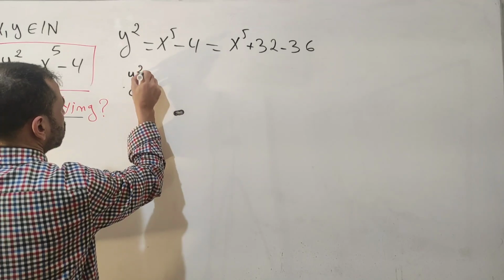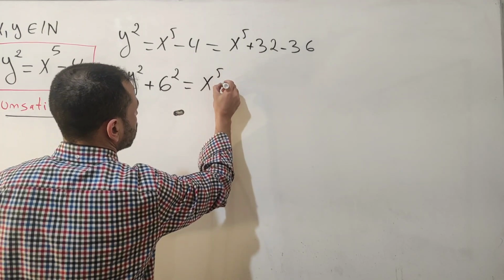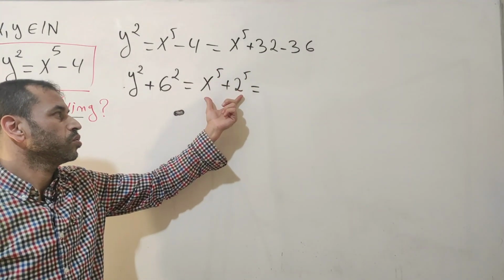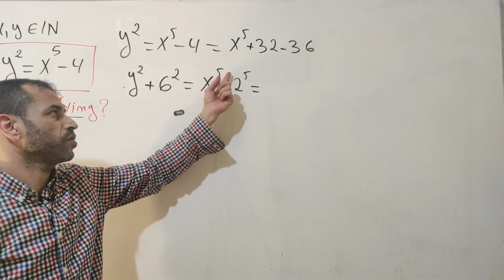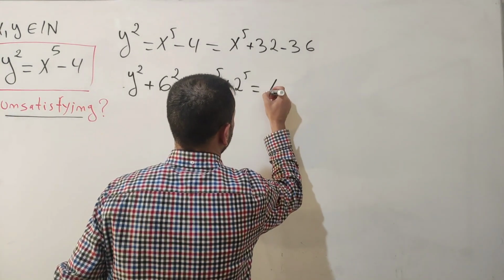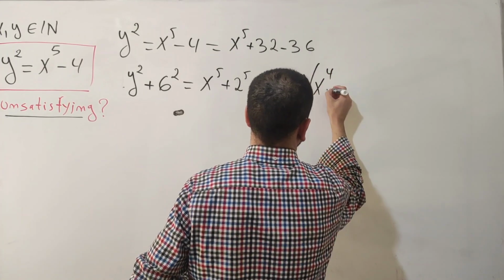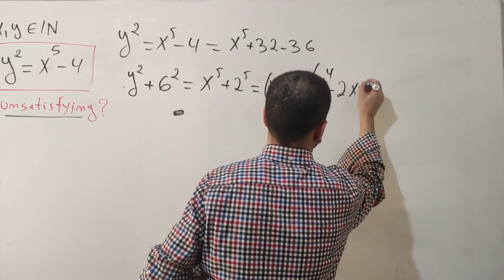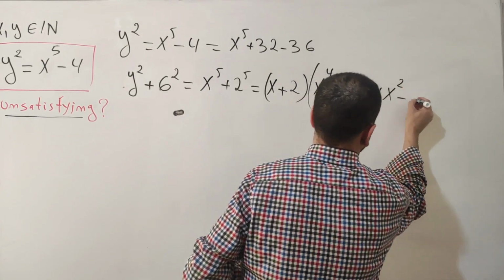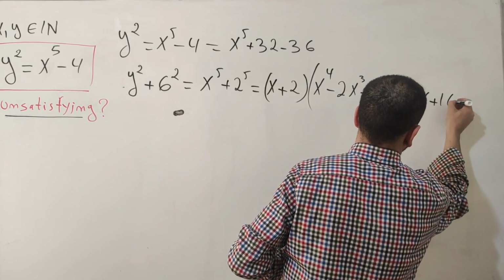I get y squared plus 6 squared equals x to the 5th plus 2 to the 5th. Now it's more clear: both terms have the same exponents, so we are going to factor this in the form of a product. I get (x plus 2) times (x to the 4th minus 2 times x cubed plus 4x squared minus 8x plus 16).